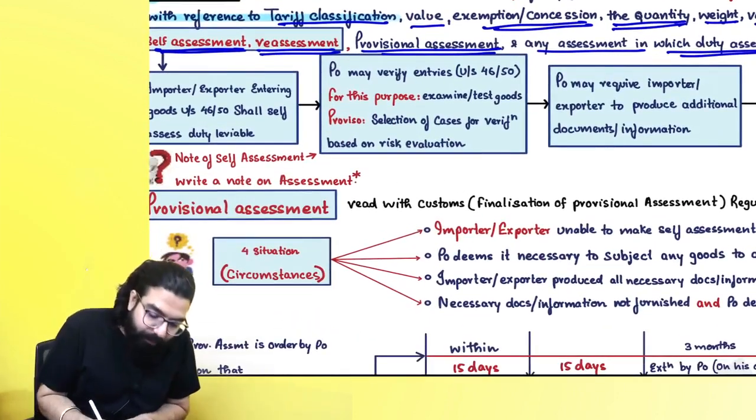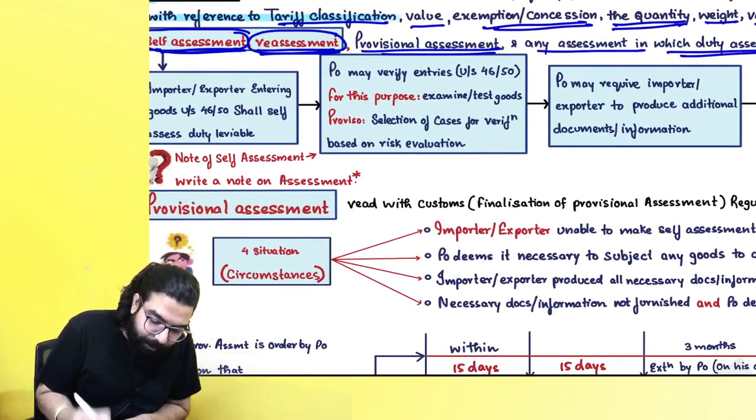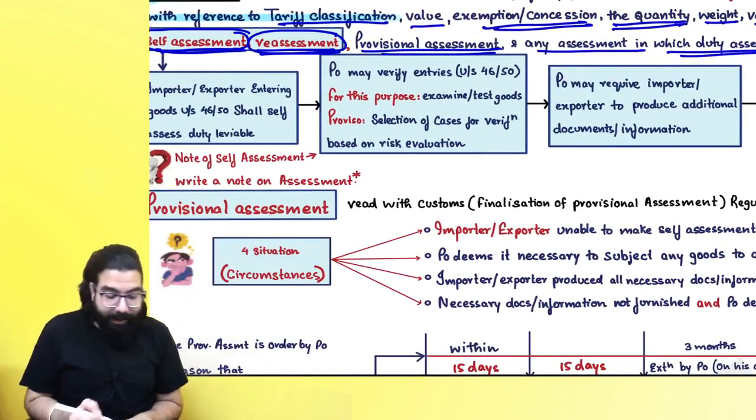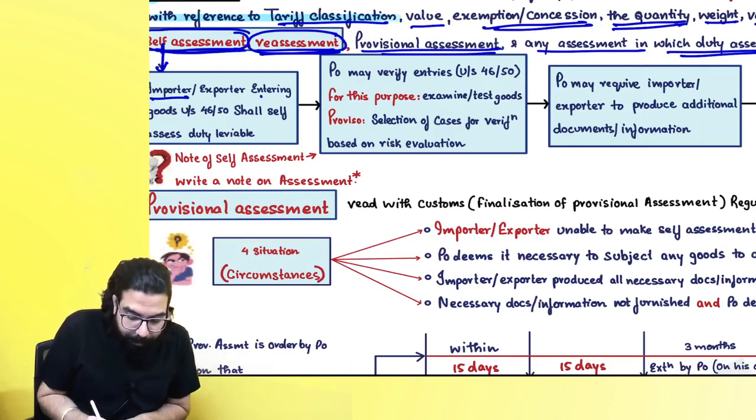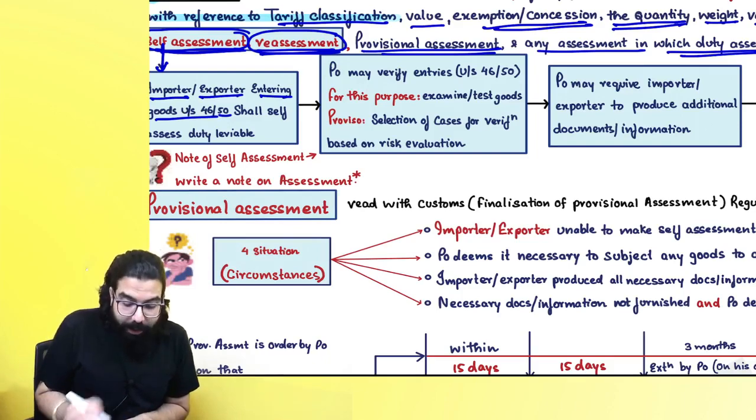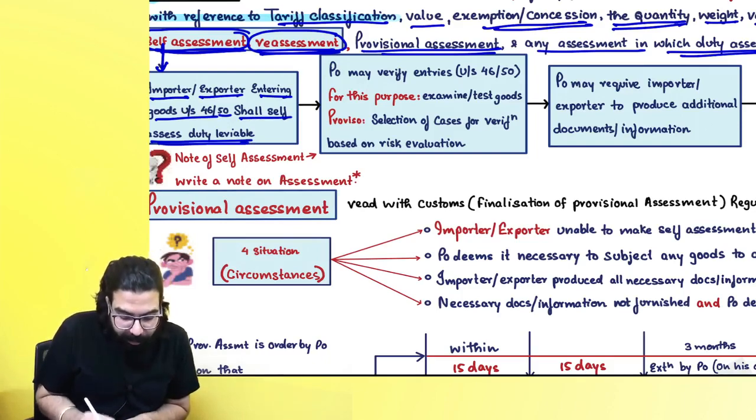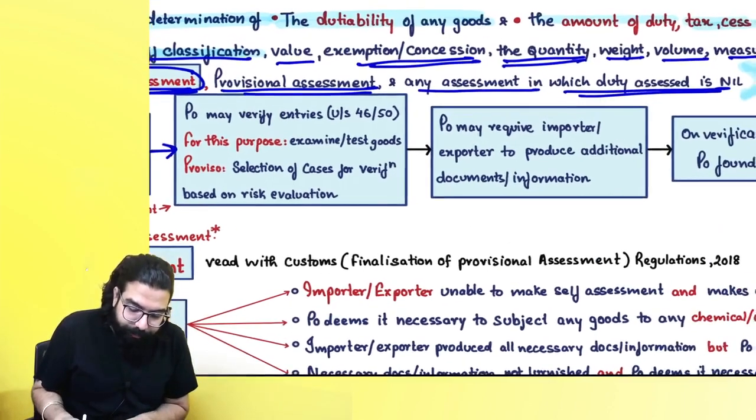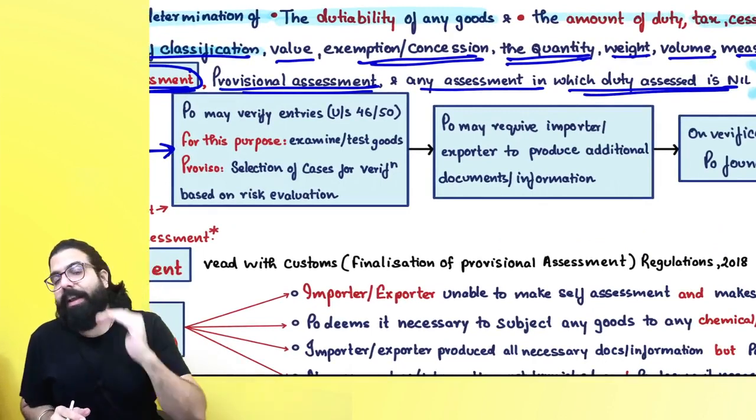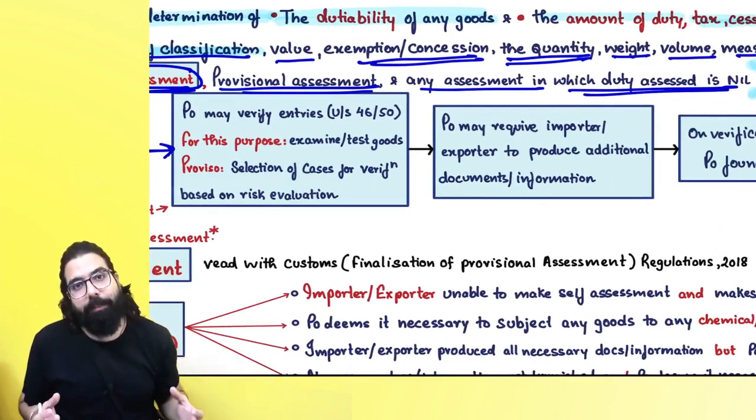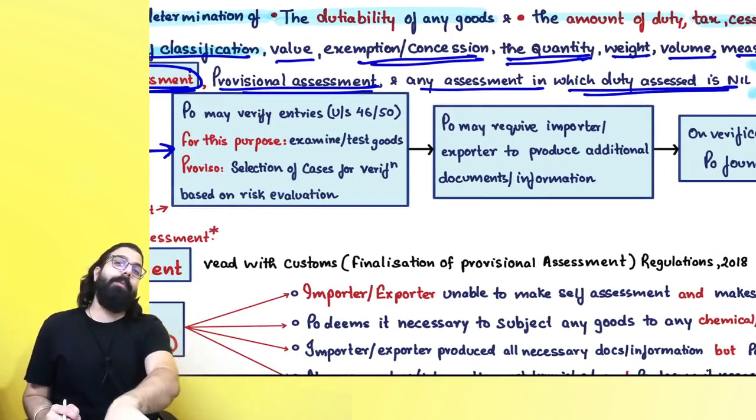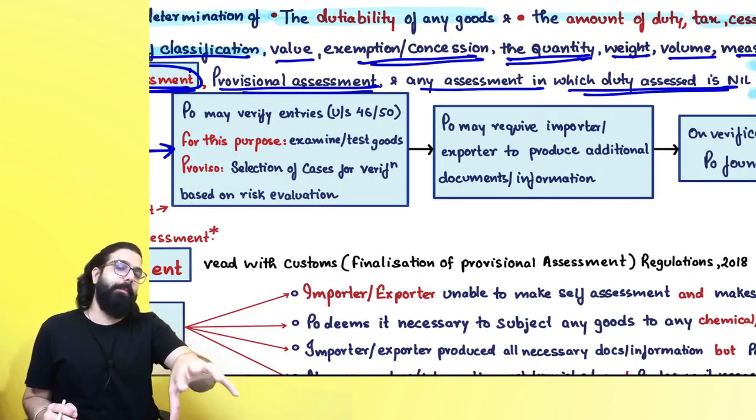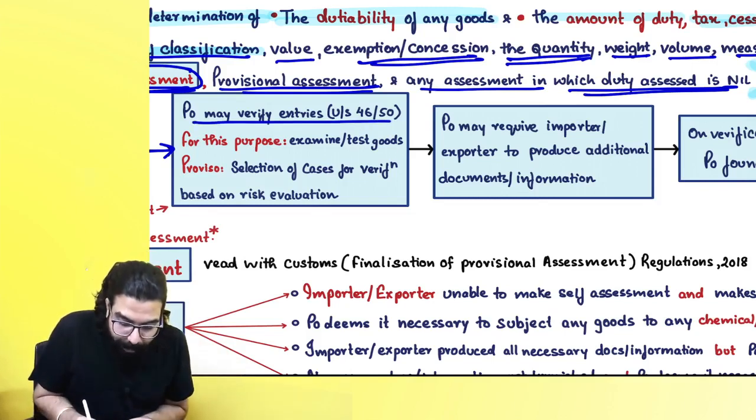After that, what do you mean by self-assessment and reassessment? It says over here that the importer will file the bill of entry under section 46, and the exporter will file under section 50. Importer and exporter self-assess the duty liability. For import, I'll file the bill of entry; for export, I'll file the shipping bill or bill of export. Once I file them, the proper officer will verify them.